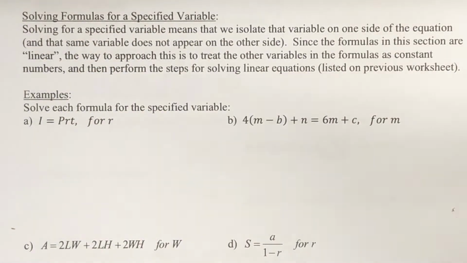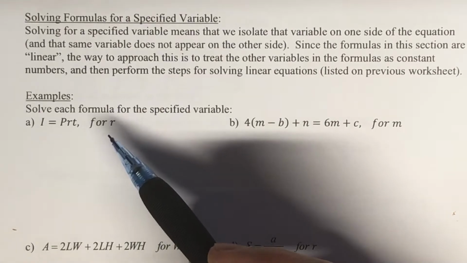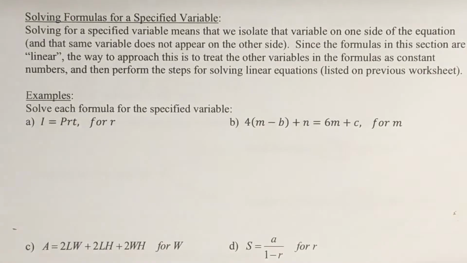Wakefield looking at what we call solving formulas for a specified variable. Basically, this is a very similar thing to solving a one-variable equation, with the obvious difference from when you look down here. It doesn't look like it's a one-variable equation. It looks like you have a whole bunch of variables because letters usually are variables, right?